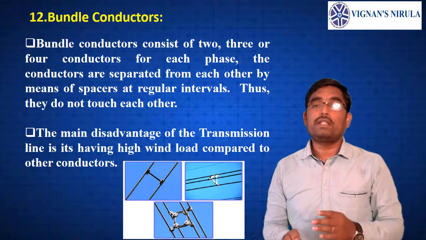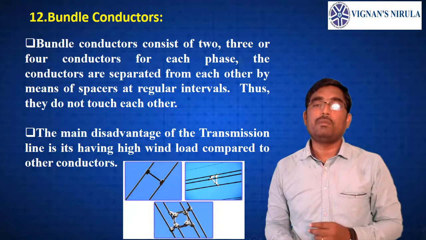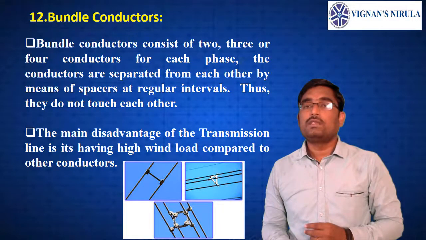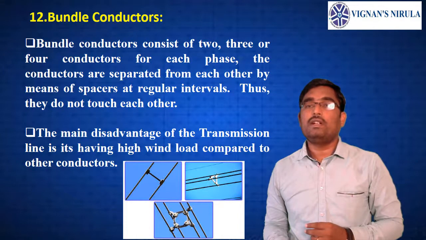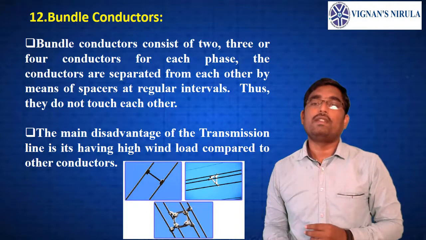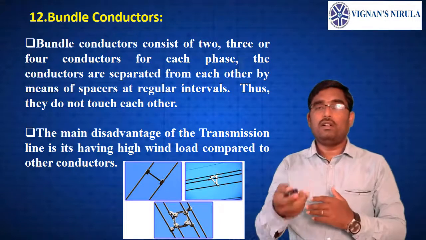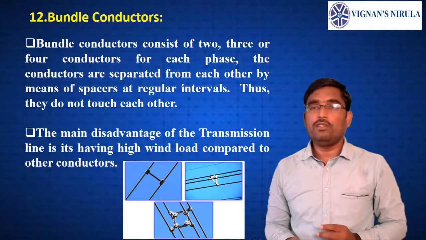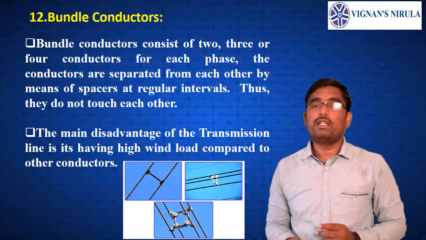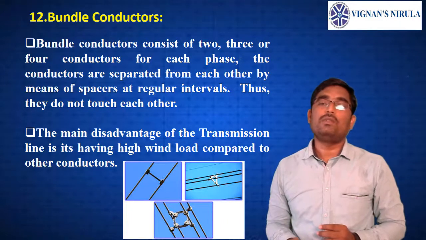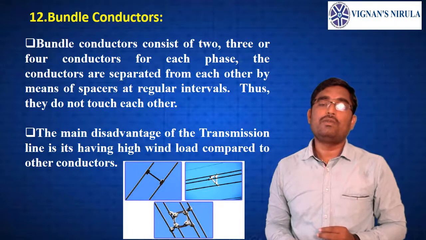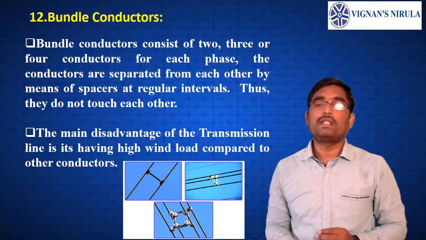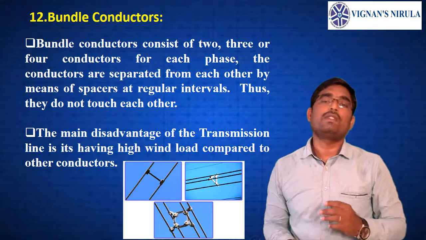So what about the connection between these conductors related to the same phase? Here we will be using spacers. Conductors are separated from each other by means of spacers at regular intervals. At regular intervals means for every 30 meters or 40 meters we will use a spacer. Here this is a spacer. So these are the spacers which connect the conductors related to the same phase. This is the 2 conductor configuration, the second picture is the 3 conductor configuration, and the third picture is the 4 conductor configuration. These are called bundled conductors, meaning more conductors are used for the same phase.